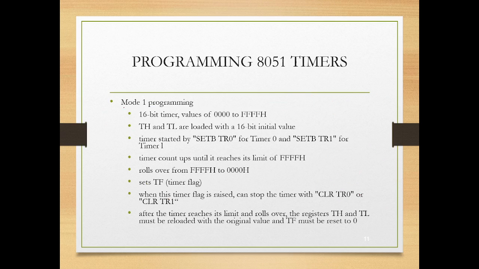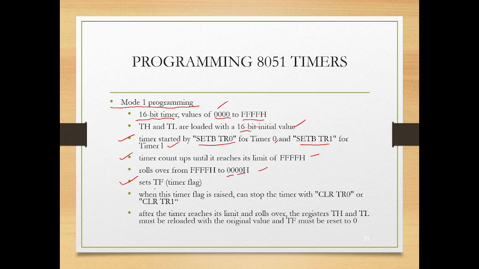Now, how will the timers be counting? Let's see. In mode 1 programming, if we are using it as a 16-bit timer, the value goes from 0000 to FFFF, these are the minimum and maximum values. TH and TL are loaded with 16-bit values initially. Then the timer is started by setting TR0 for timer 0, and TR1 for timer 1. Now the timer counts up till it reaches its limit of FFFFH. After that, it rolls over from FFFFH to 0000H.